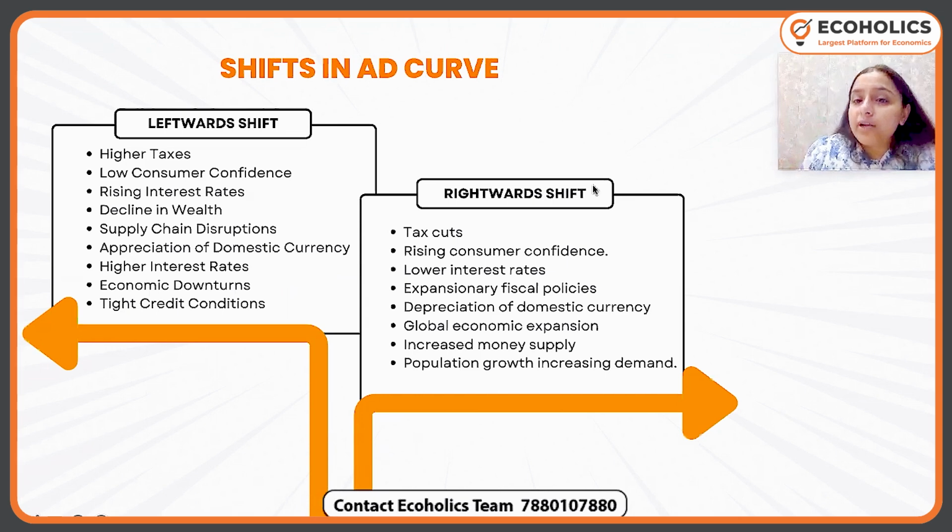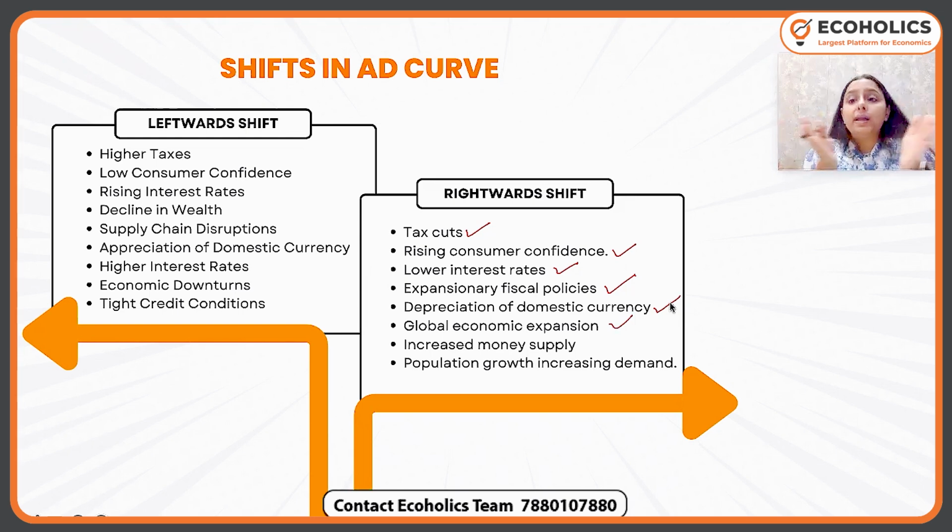Now, if I talk about rightward shift, if there is a tax cut, what will happen? More income in the hands of people and hence higher demand. Consumer confidence is rising. They are feeling more secure. So more demand is generated through investment and consumption expenditure. Lower interest rate. We have discussed this. Lower interest rate means higher investment. Expansionary fiscal policy. So government is spending more money, hence higher aggregate demand. Depreciation of domestic currency means more exports and hence higher aggregate demand. Global economic expansion. So now we are expanding, higher exports.